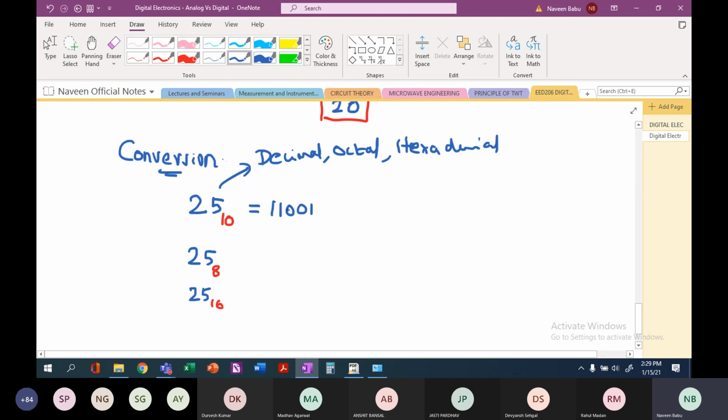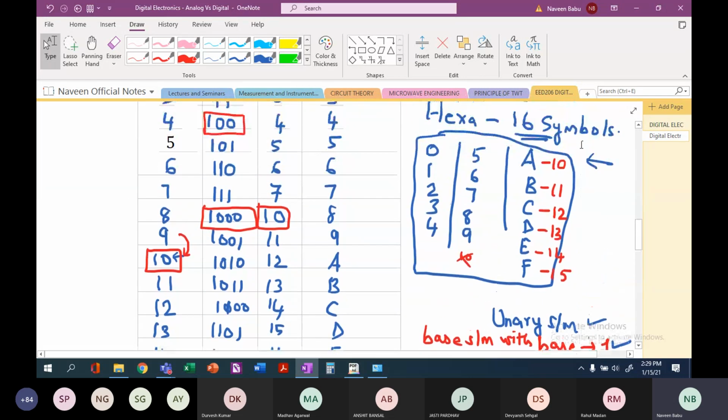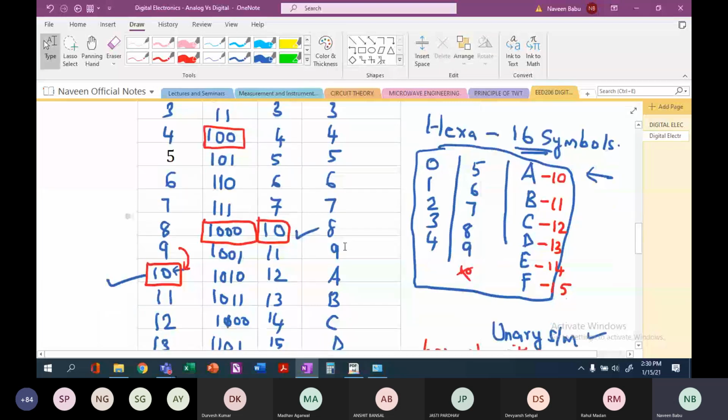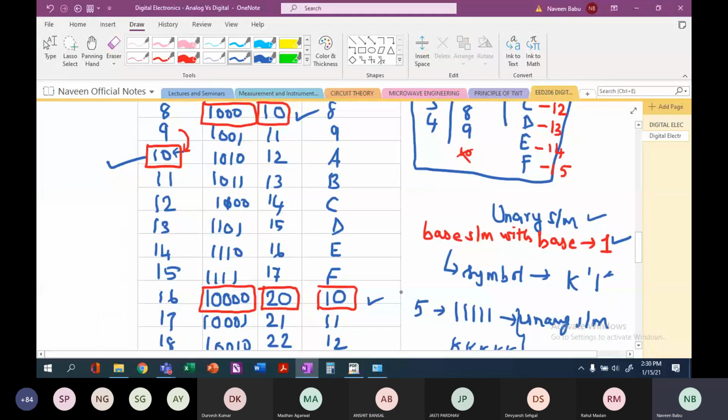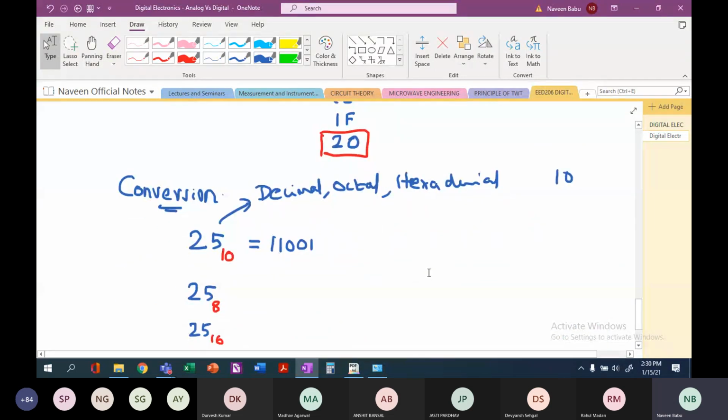So there can be a decimal number also. Say 10 is a decimal number. It can be a binary number. It can be an octal number or hexadecimal number. You see in this particular diagram, we have 10 everywhere. We have 10 here. We have 10 here. We have 10 here. And we do have 10 here also. Right. So we have to first identify what kind of number system this is.